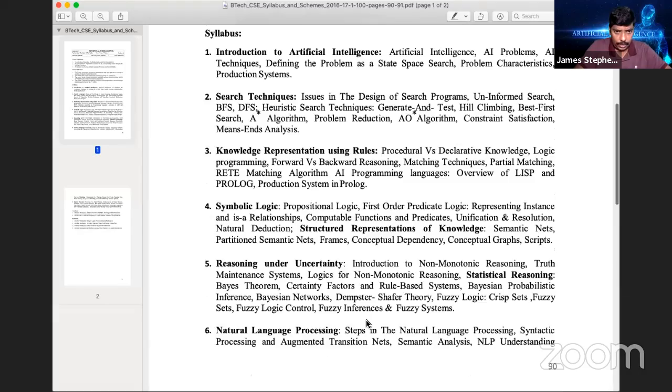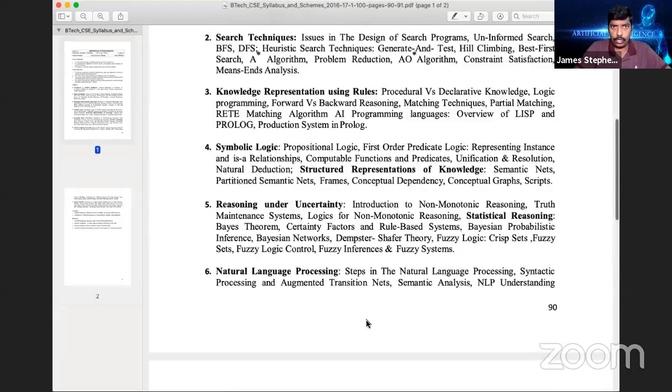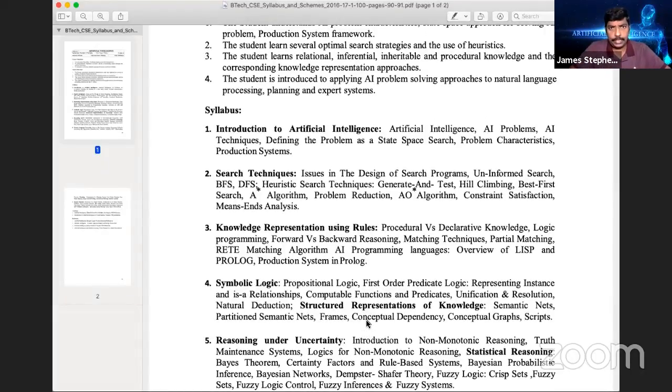Totally, I believe there are 7 units. The first is introduction to knowledge, right? Yesterday in the earlier class, we discussed some of the introductory parts. In introduction, we study the definitions of artificial intelligence, and we study about AI problems. AI problem is not the problem AI faces. AI problem means problems that are handled by AI systems.